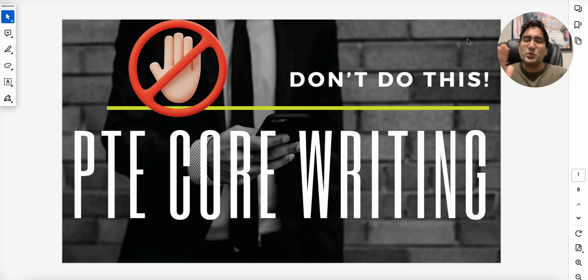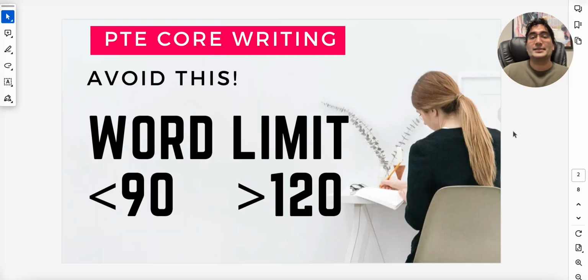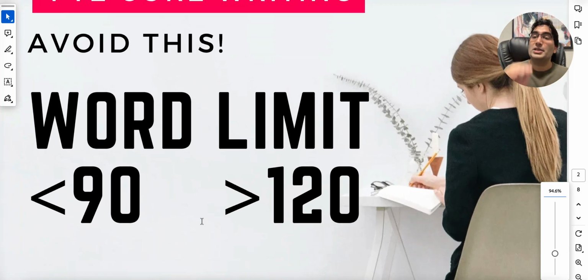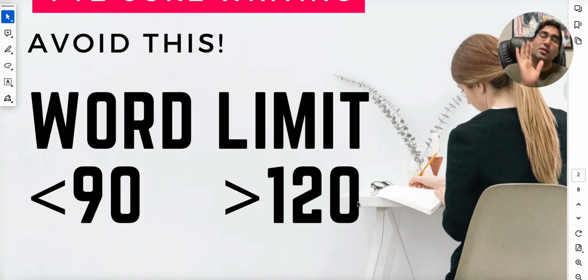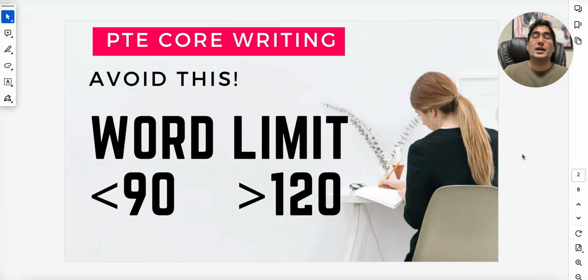Now, these are the things you want to completely avoid in your PTE Core Writing exam. If you do this, you lose marks. First thing is the word limit. The essay tells you write at least 100 words, which means 100 or more. Now you can go slightly lower, you can go up to 90, but anything less than 90, you lose marks, and anything over 120, you lose marks. So should be between 90 to 120 to not lose marks, but really the sweet spot is 100 to 120. Make sure you do the entire word limit.